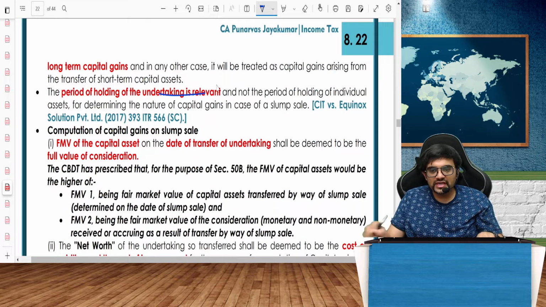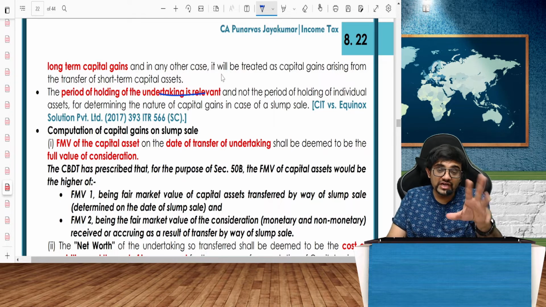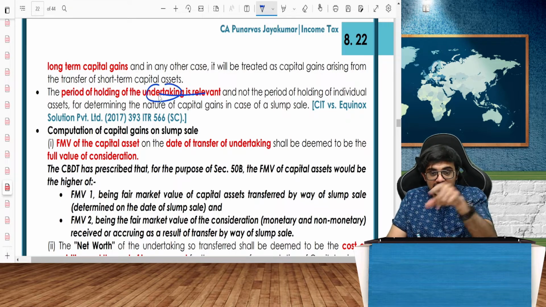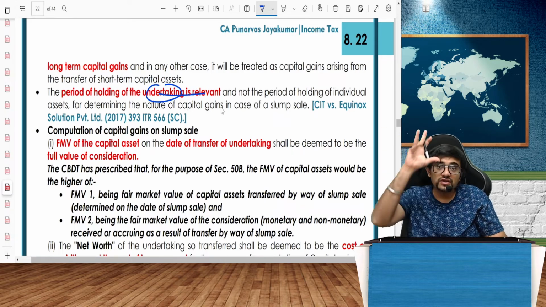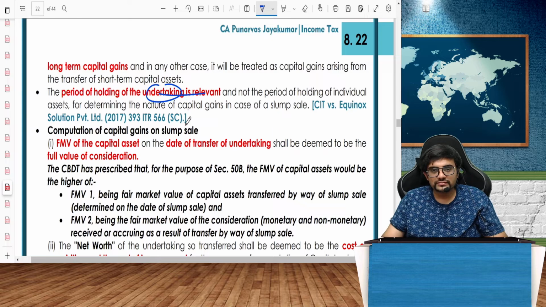The period of holding of individual assets is irrelevant. The period of holding of the undertaking is relevant. That's what I told you now, right? Individual assets, I don't care. You should see the full undertaking.